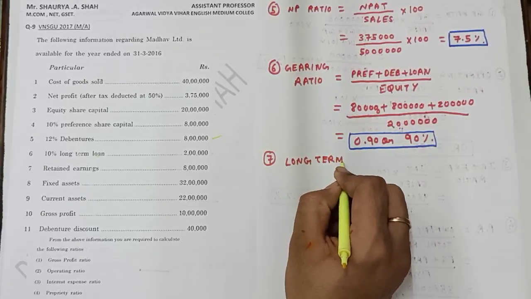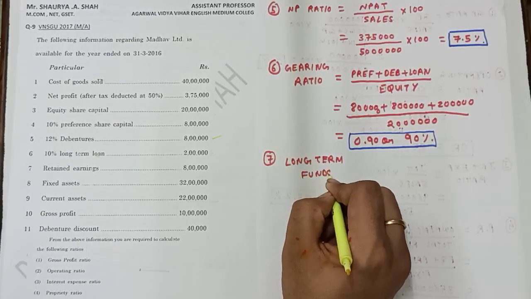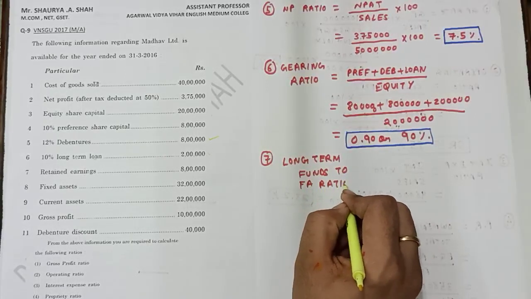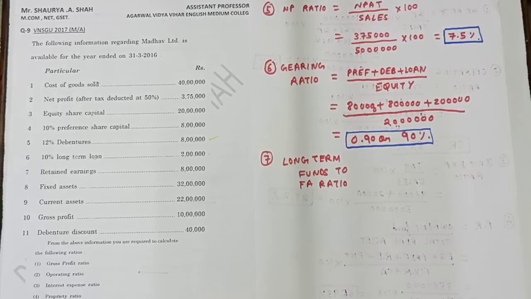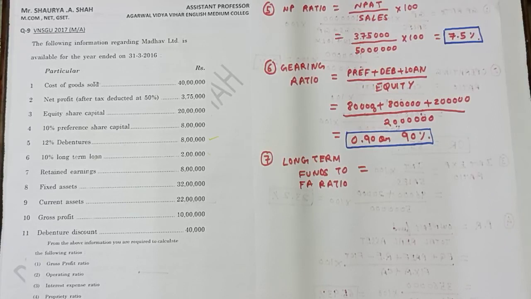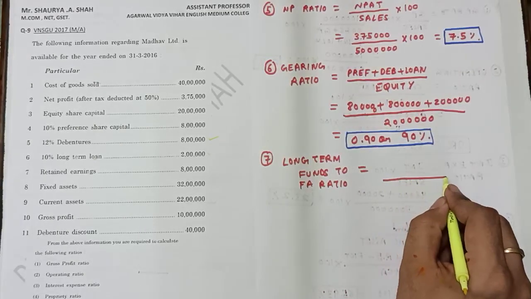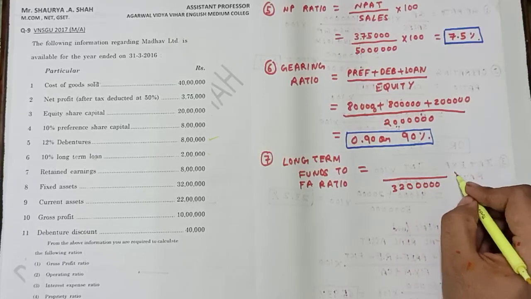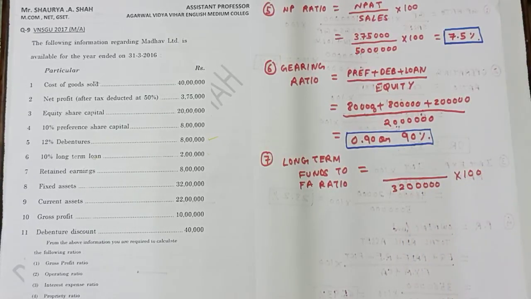Long-term funds to fixed assets ratio is equal to, what I'll do is I will take the long-term funds, right? What is my long-term funds? First of all, I'll write down the fixed assets so that you don't get confused. 32 lakh is my fixed assets, students, right? What is the long-term funds? You can find it out.